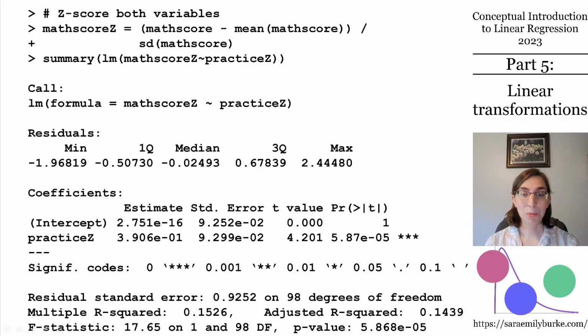Note that the t-test of the slope has stayed the same throughout all of the linear transformations that we've looked at, because it represents the same straight line going through the same set of points, the same variance explained, just different units. So with both variables z-scored, the slope comes out to 0.39.